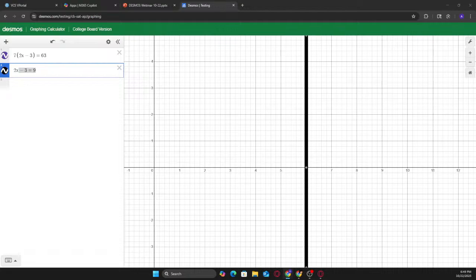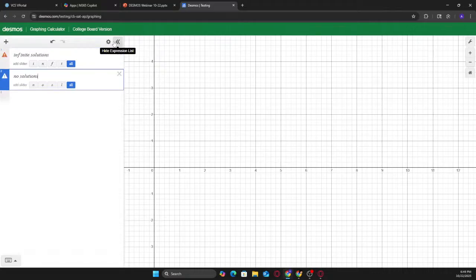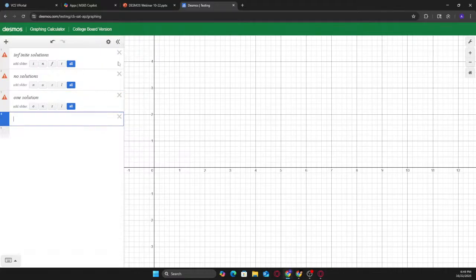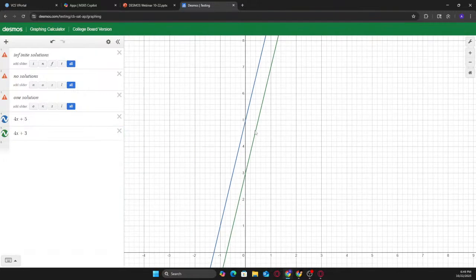And then we're going to discuss a new thing that not a lot of people know about. We're going to talk about infinite solutions. Oh my god, it's infinite solutions, no solutions, and one solution. So we're going to look at this. So 4x plus 5 and 4x plus 3. So this is going to be an analogous situation.